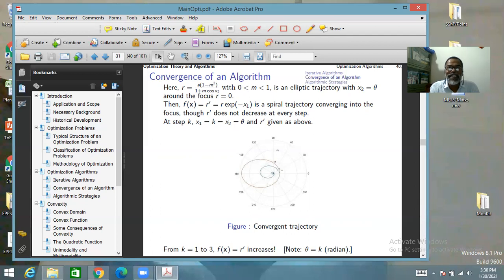But at every step this r prime does not decrease. You see, even in that spiral trajectory from theta equal to 1, that is k equal to 1, k is same as x1 and x2 and theta also. So theta as 1 radian, it's here, and the distance is this little. K equal to 2, it will be somewhere here, 2 radians. K equal to 3, it will be somewhere at this point near pi. Actually, it is increasing. So from k equal to 1 to 2 to 3, r prime is actually increasing. But there is a guarantee because of this expression that after a few such steps, it will come close. So it is globally convergent, though at every step there is no improvement.